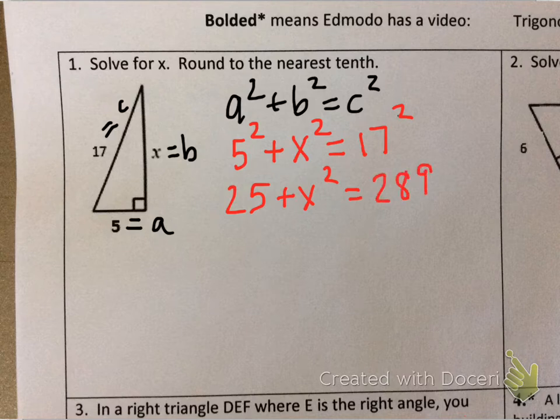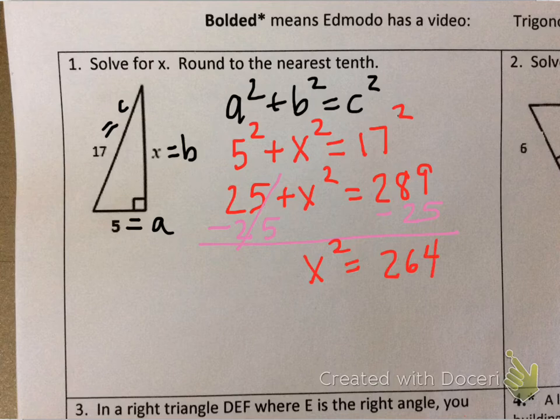So our job here is to isolate the x. So in order to get the x alone, I need to move the 25 to the opposite side. So subtract 25 from both sides. So we get x squared, and that's equal to 264.